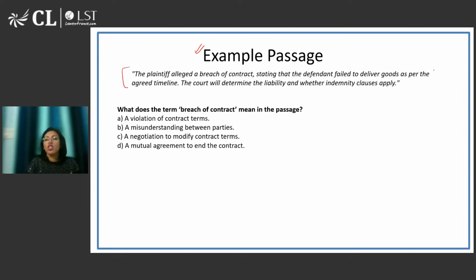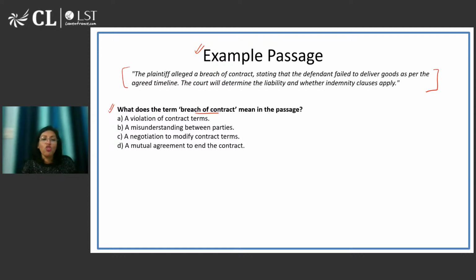It's just 2 lines, and I expect you to read this and also read this question and then give me what the answer is. What does the term breach of contract mean in the passage? The passage says the plaintiff is the person who files the complaint, alleged a breach of contract, stating that the defendant failed to deliver goods as per the agreed timeline. The court will determine the liability and whether indemnity clauses apply.